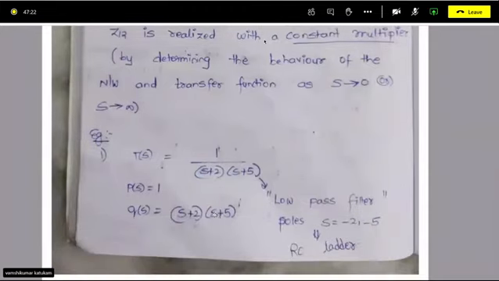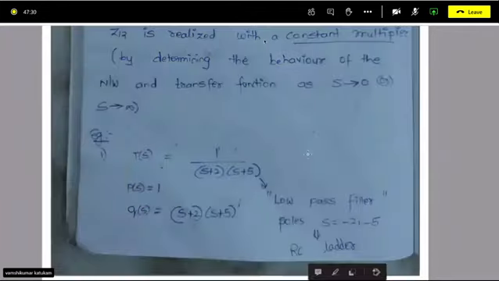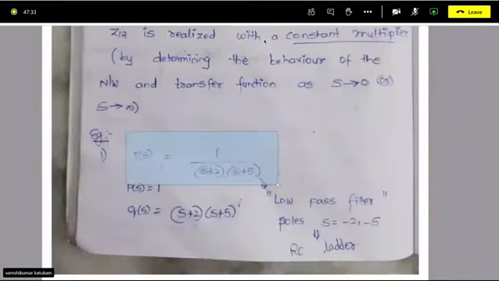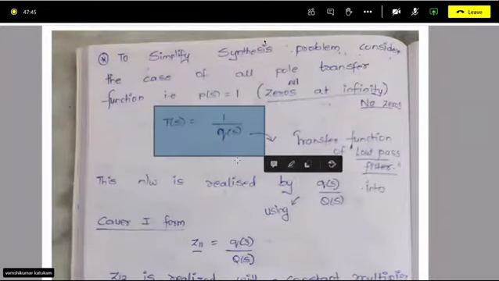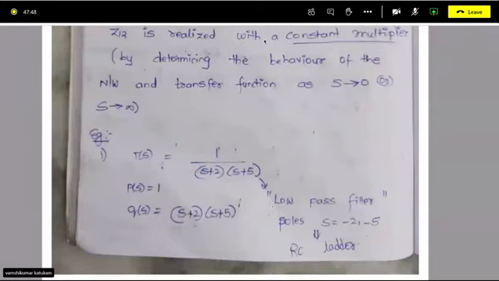Let us see one example, and you will understand. RC ladders: first we have to determine. This is the transfer function for a two-port network given to you. T of s is 1 by (s plus 2) into (s plus 5). The first thing is it is in the form 1 by q of s, so it is a low pass filter.